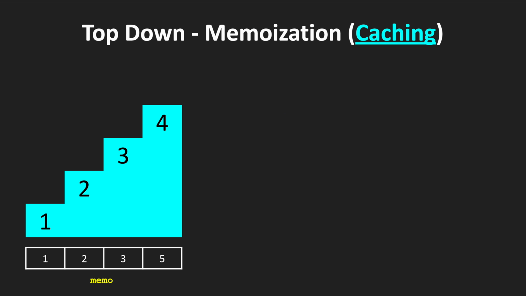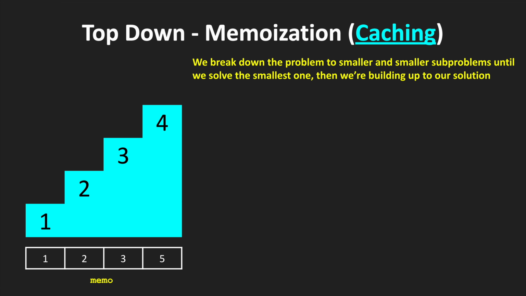So this solution, when we are using memoization with the recursive call, is called the top-down approach. So we are starting from the top. What we do is we break down the problem into smaller and smaller subproblems until we solve the smallest one. Then we are building up to our solution.